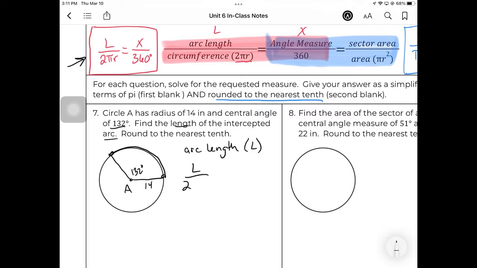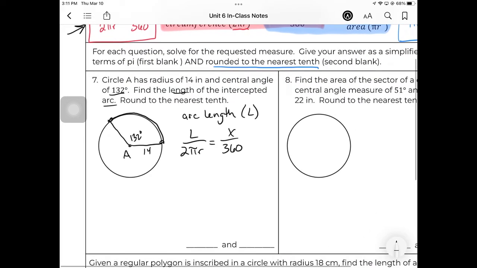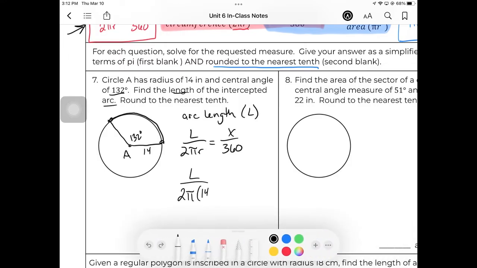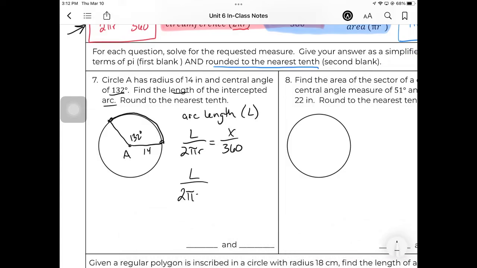L over 2 pi r has to equal x over 360. And I'm just going to plug in what I have. So I've got a radius of 14. So that goes into the 2 pi r. I still have my L for arc length, but instead of 2 pi r, I'm going to do 2 pi times 14. You can use the parentheses for that, or you can just do times 14 like that. That has to equal this angle measure, 132, out of 360.